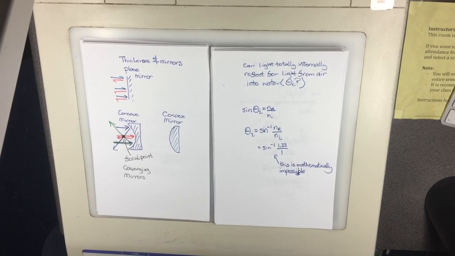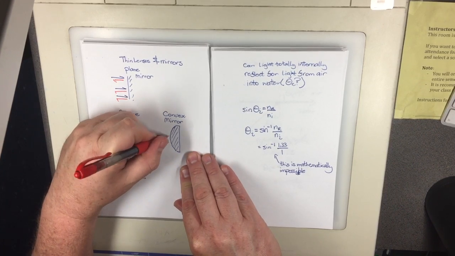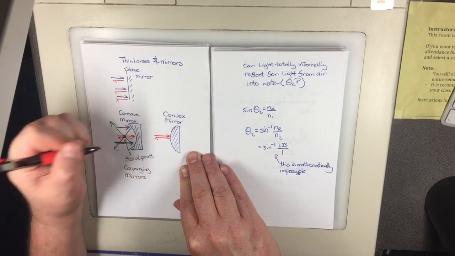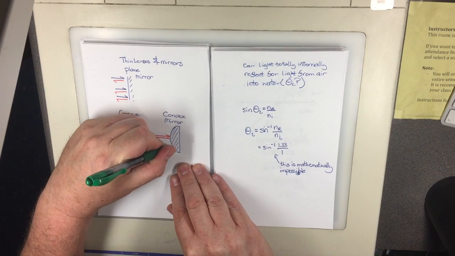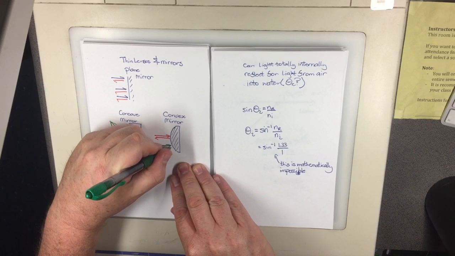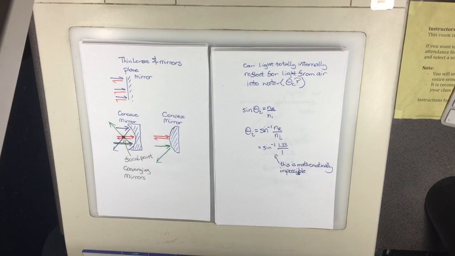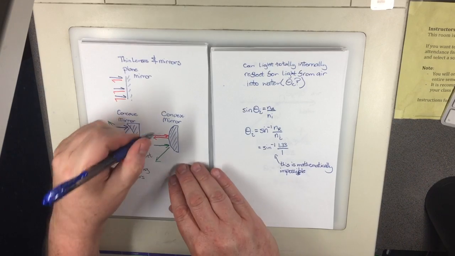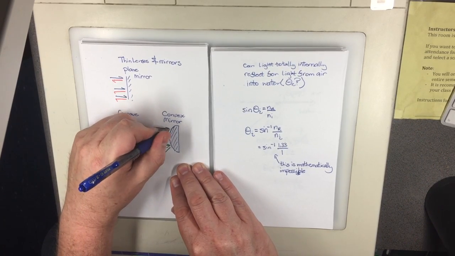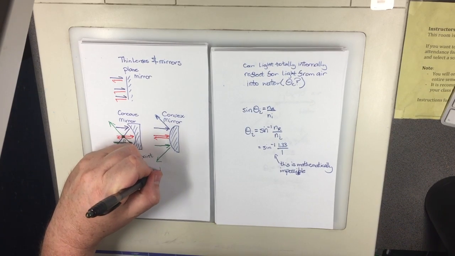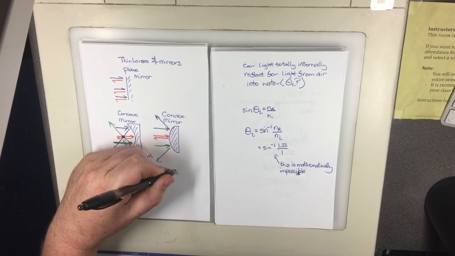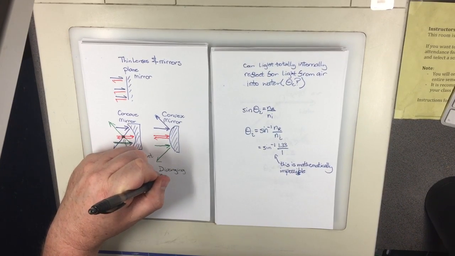For a convex mirror, light rays that head straight at the mirror reflect back. For rays that are parallel hitting the mirror, what ends up happening is that they reflect away. And these are called diverging mirrors.